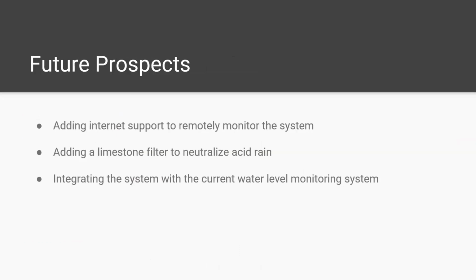The future prospects: in future, we plan on upgrading the system by adding internet support, which will allow us to monitor the system remotely. We also plan on adding a limestone filter to neutralize the acid rain and make it more usable. And we also plan on integrating this system with current water level monitoring systems to make it usable to integrate with current systems.